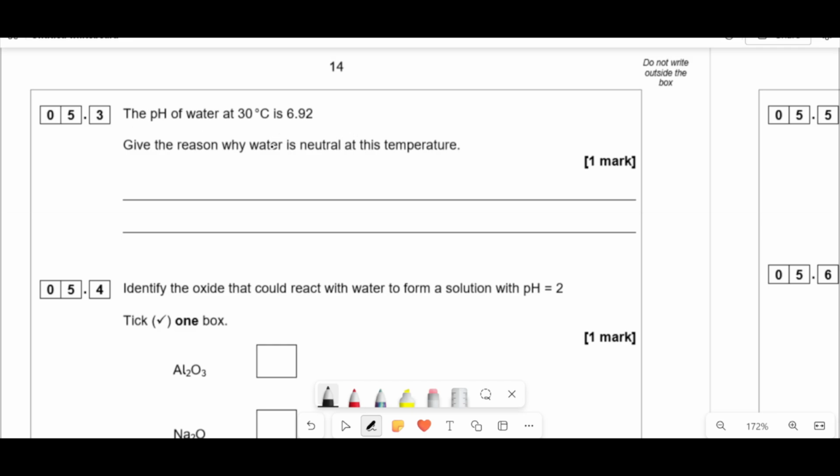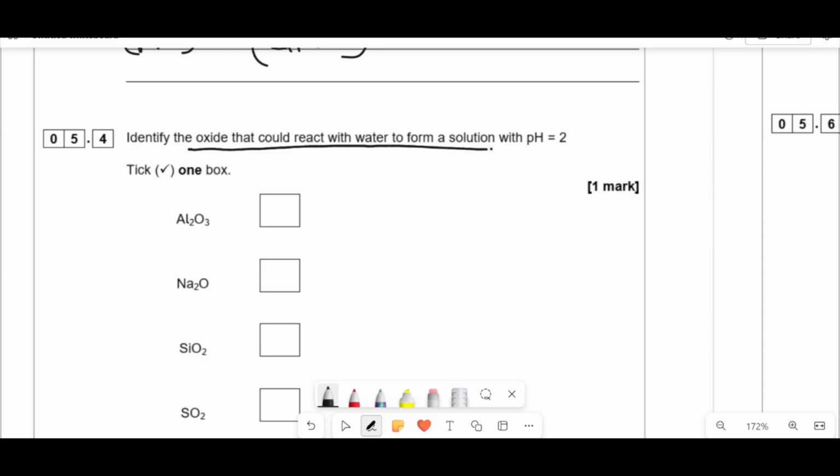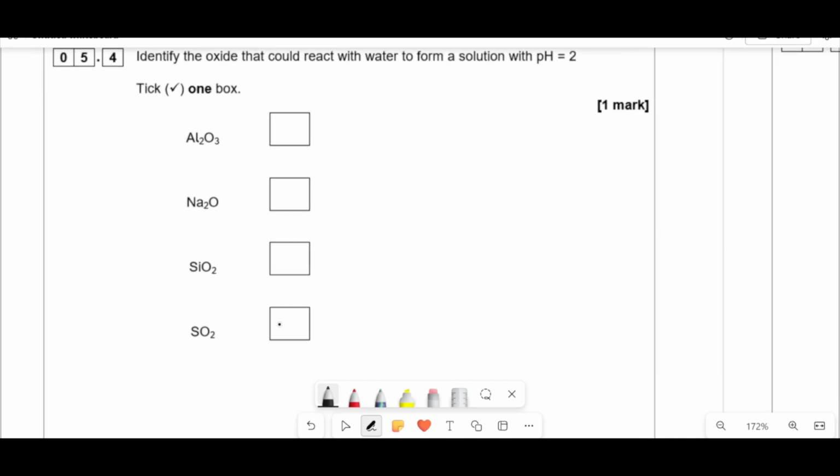So it says here, the pH of water is this. Give the reason why water is neutral at this temperature. It's only to do with the fact that this is pure water, and in pure water, H plus equals OH minus. That's all. If they're equal, then you've got a neutral solution. Now it says, identify the oxide that can react with water to form a pH of 2. So it's anything that's a strong acid, which is this. All the rest of them don't really, and SiO2 doesn't.